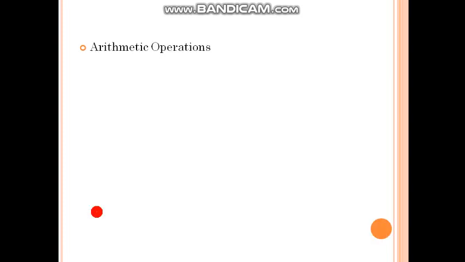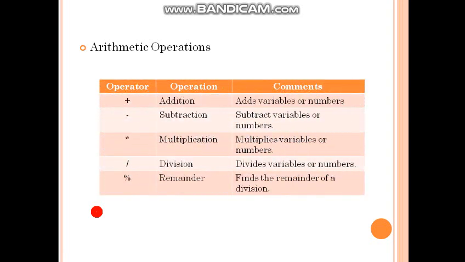Next is the operators. The first operator is the arithmetic operator. In embedded C, there are 5 types of arithmetic operators used. First is the plus operator, which performs the addition operation, and it adds the variables or the numbers. Next one is the subtraction operator, which performs the subtraction operation and subtracts the variables or the numbers.